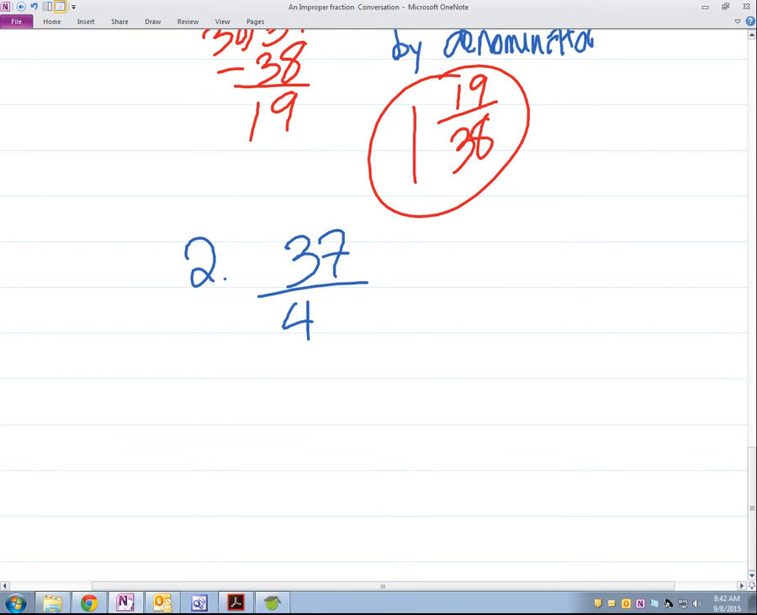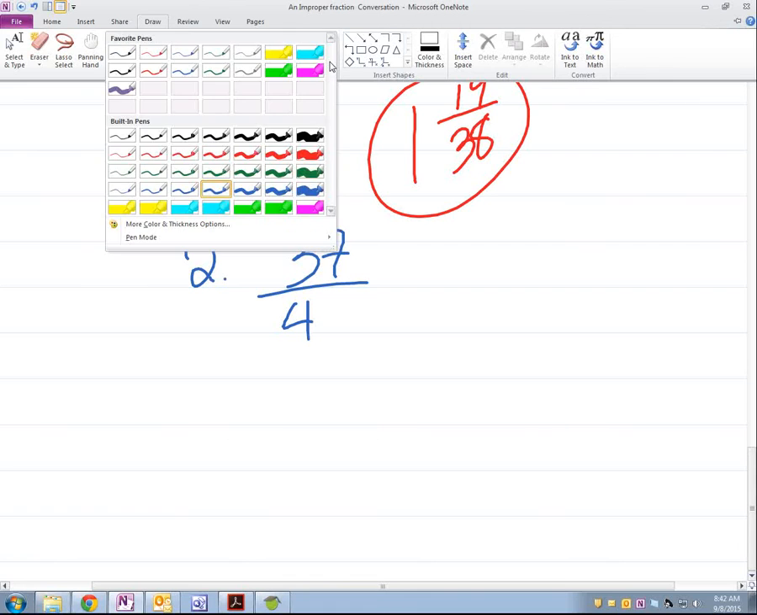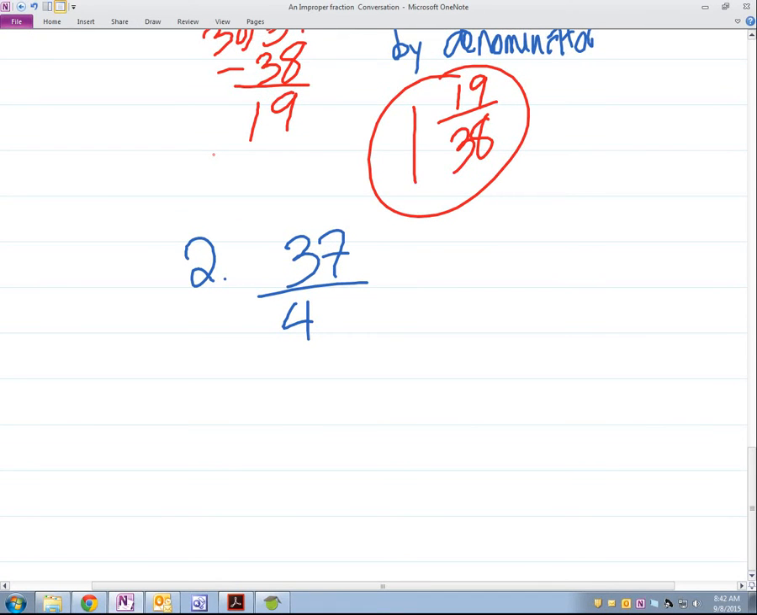Toby, I'm going to give you a printout, but I want you to stay guided with what we're doing right now, okay? 37 over 4. Going by what we had above, we have to treat it just as a division problem. Katie, what's my first step? How many 4s go into 37? And I do that by making a division problem.